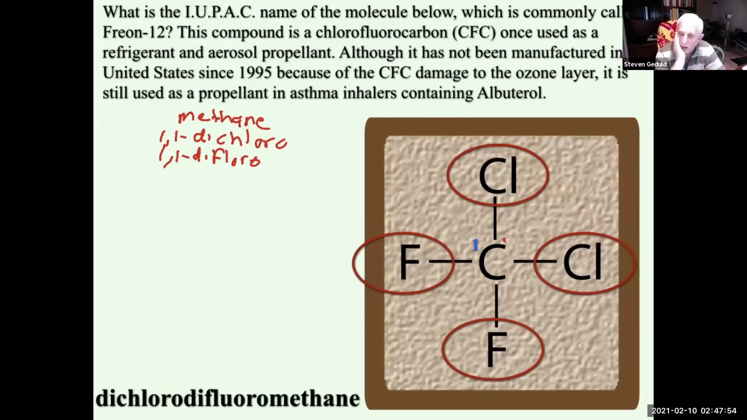Now you can drop the ones if you want, because there's no other choice. If it's dichloro, difluoro, methane, and there's only 1 carbon, here's your methane. The 1's are redundant. You can put them or leave them off. Either way is fine. It's just like in molecular formulas, we always leave the 1 off because there's only 1. There's only 1 carbon. There's no other place it can be attached. So it's 1,1-dichloro, 1,1-difluoromethane, or dichlorodifluoromethane. Either way is acceptable.